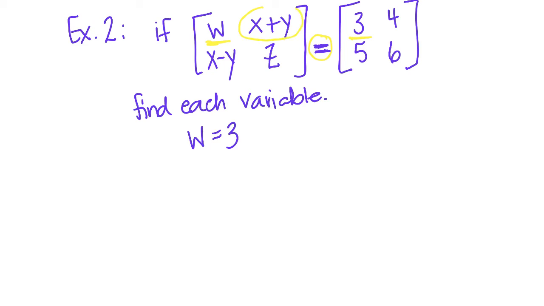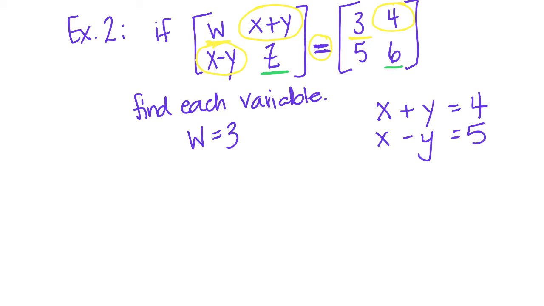But we've got a problem when we look at row 1, column 2. Because I know that x plus y is going to equal 4, and for row 2, column 1, I know x minus y is going to equal 5. So I've got a little solving to do. Before we do that, let's look at the last one that's really easy to figure out. We do know that z is equal to 6. Well, there is no w or z in this, but we do know how to solve using systems of equations.